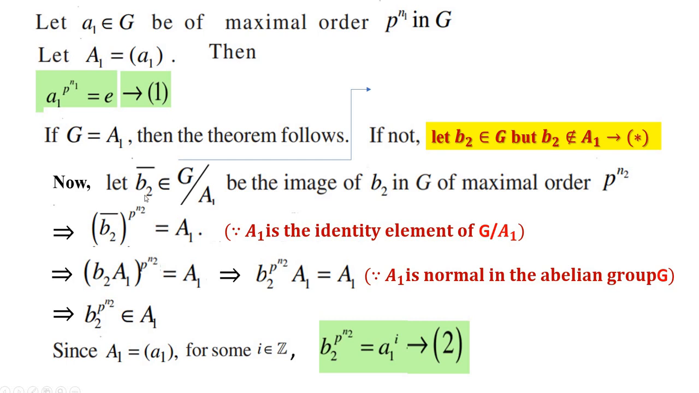Now we consider b2 bar in G mod A1. This is possible because A1, being a subgroup of an abelian group, must be normal in G. So the quotient group G mod A1 exists. In that we shall consider b2 bar, which is actually the image of b2 under the canonical homomorphism. And this is assumed to be an element of G mod A1 of maximal order p power n2.